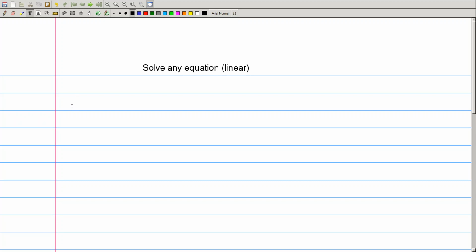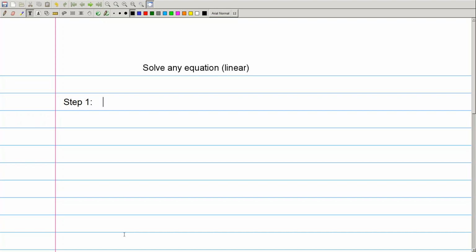Okay, so we're going to solve these equations, and it doesn't matter if it has fractions, it doesn't matter how many brackets it has. The steps are useful in solving any of these equations. So what are the steps, right?